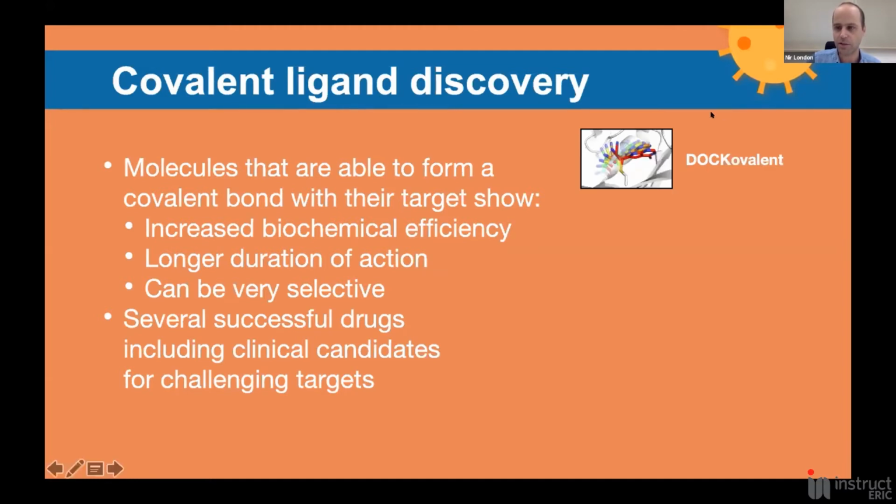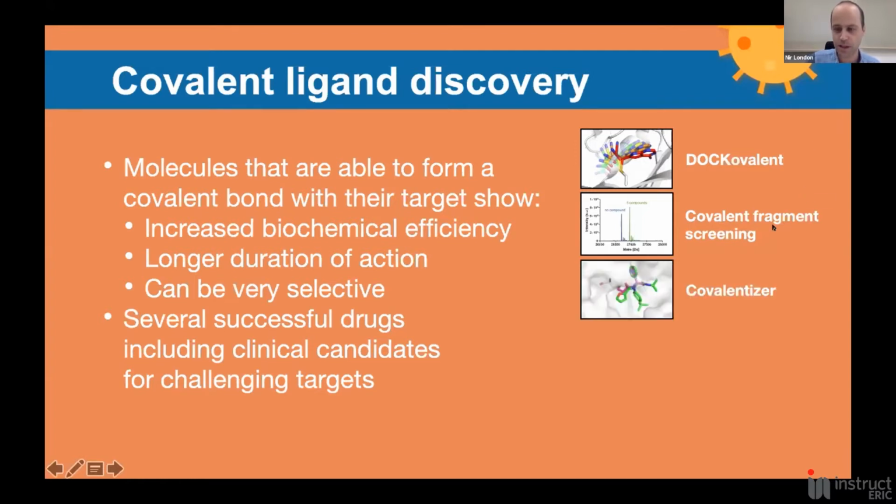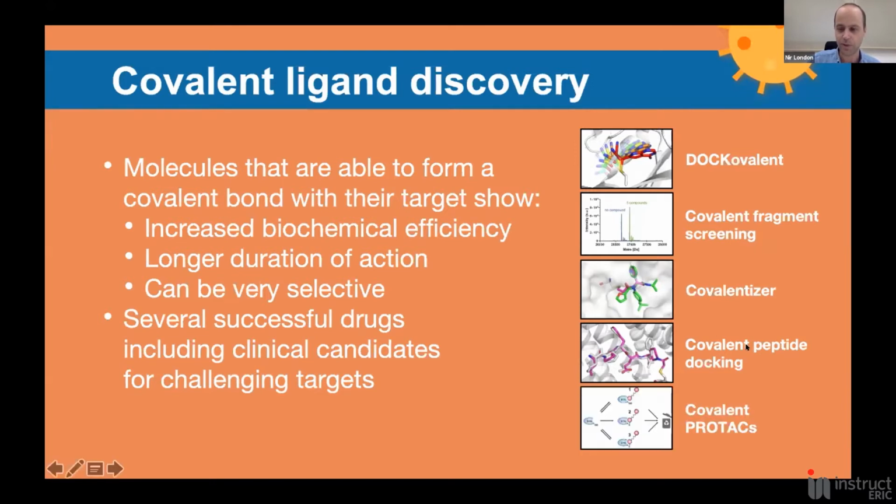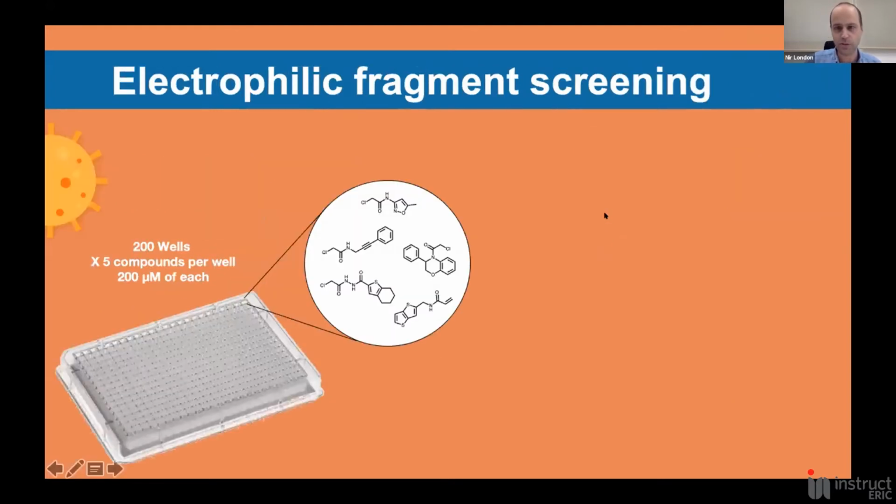The first is a covalent virtual screening method called the Covalent. The second is covalent fragment screening approach and empirical fragment screening approach, which I'll focus on today. Other approaches include covalentizer, which allows you to start from a reversible binding compound and derivatize it. Covalent peptide docking allows you to install electrophiles on peptide binders for your target protein. And recently we also published on the concept of covalent PROTACs. But as I mentioned, today we'll focus on electrophilic fragment screening.